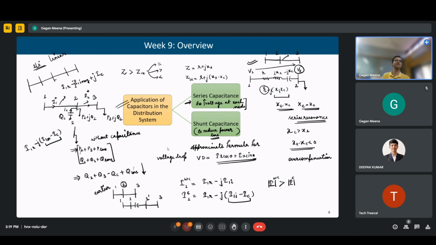Okay, this will happen in the substation. Sir, if you want to add a capacitor in an existing line, then we have to create one small substation there. We need to break that line and insert this capacitor.